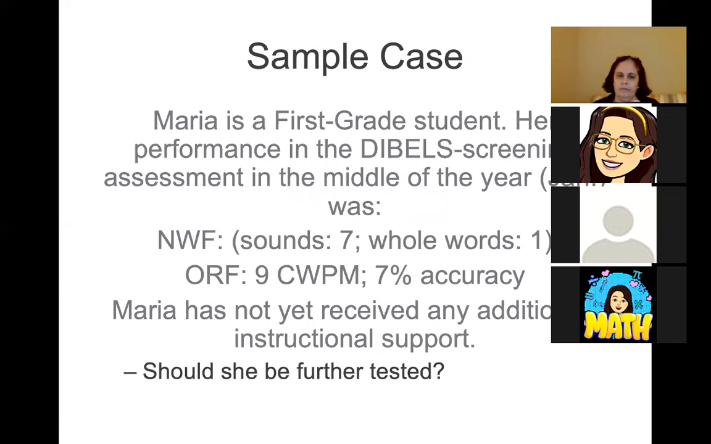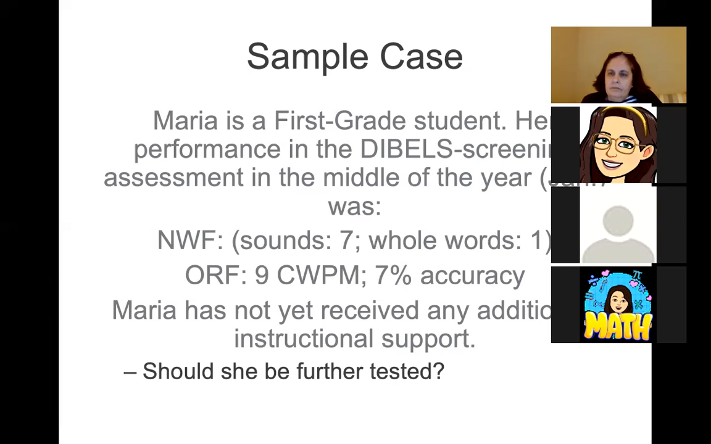And her nonsense word fluency for sound, nonsense word fluency is the pseudo word assessment that exists in that measure. She scored 7 sounds and she was able to read 1 word. And for oral reading fluency, she read 9 correct words per minute with a 7% accuracy. She has not received any additional support. So the question is, shall we further test her?